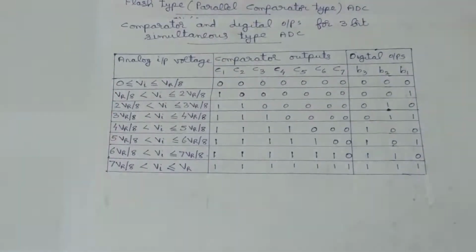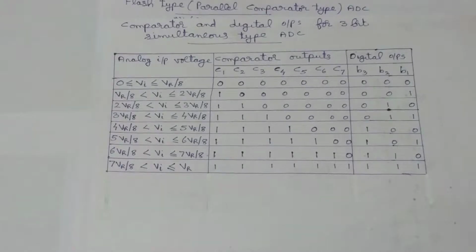Now, when we consider this flash type analog to digital converter, the advantages of the circuit are: the simultaneous type analog to digital converter is the fastest because analog to digital conversion is performed simultaneously through a set of comparators. Hence, it is also called a flash type analog to digital converter. The typical conversion time is 100 nanoseconds or less. The second advantage is that the construction is simple and easier to design.